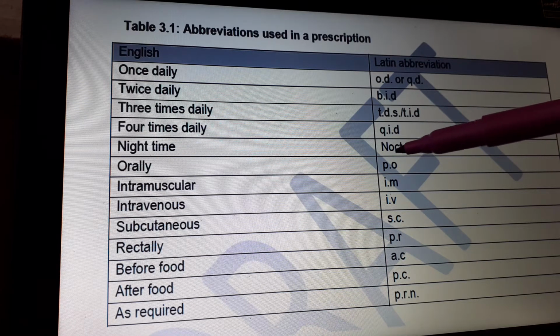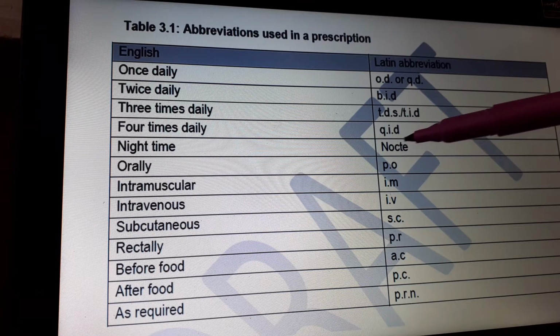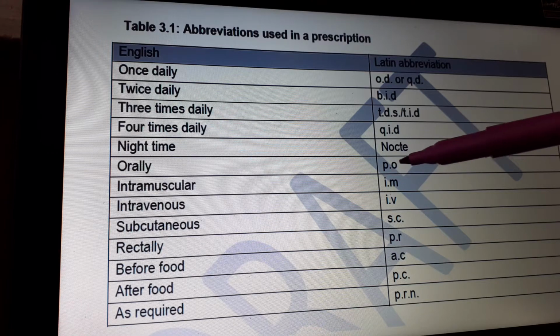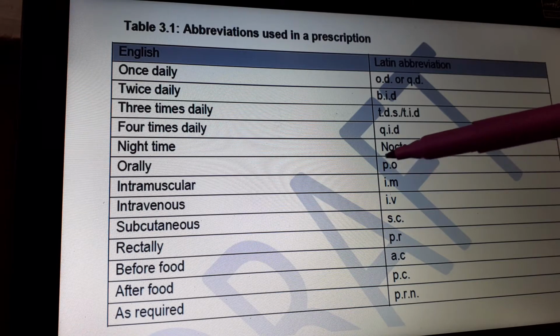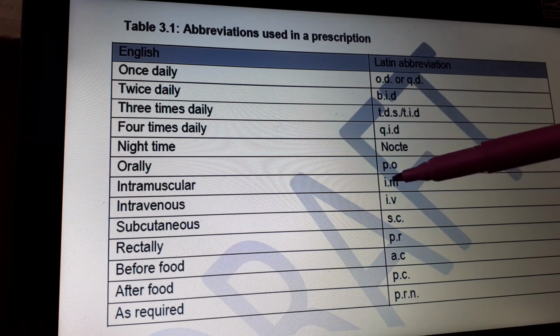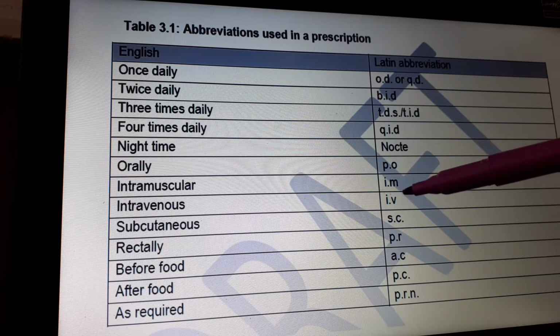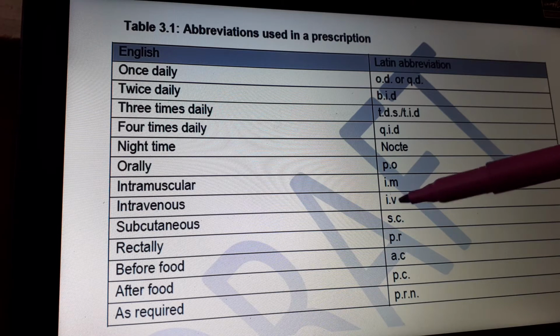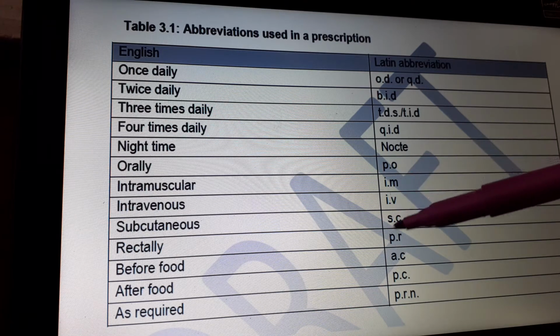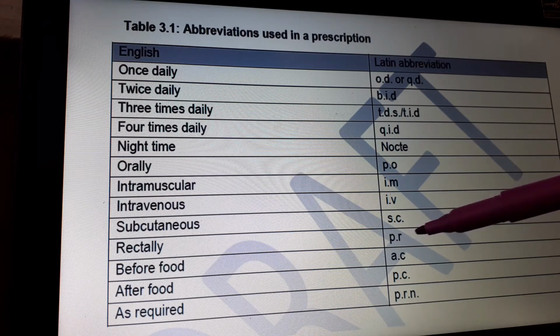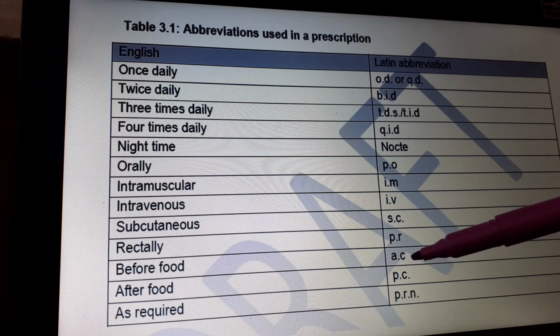NOCT indicates that the drug has to be taken during the night. PO is an abbreviation for medication that has to be taken by the oral route. IM, intramuscular injection. IV, intravenous injection, directly into the circulation. SC, subcutaneous injection. PR, per rectum: the drug has to be given through the rectum. AC, before meal: the drug has to be given before meal.